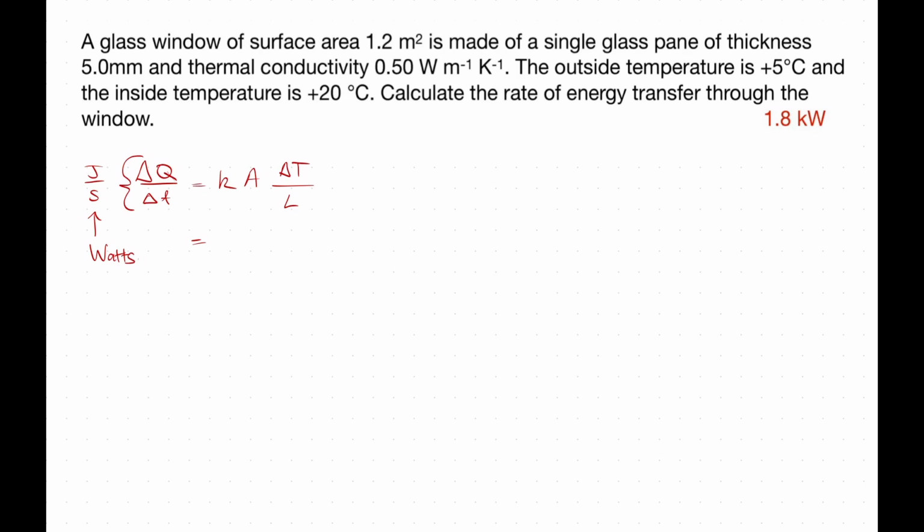We've got our thermal conductivity constant, which is 0.5, times our area, which is 1.2 meters, times our difference in temperature. One is +5 and the other one is 20 degrees. So our difference in temperature is 15 degrees, divided by the separation between, which is 5 millimeters. So we need to convert that to meters. So that will be 0.005, which should come out as being 1,800. The answer up there is in kilowatts, so we divide through by 1,000, so we get the 1.8 kilowatts.